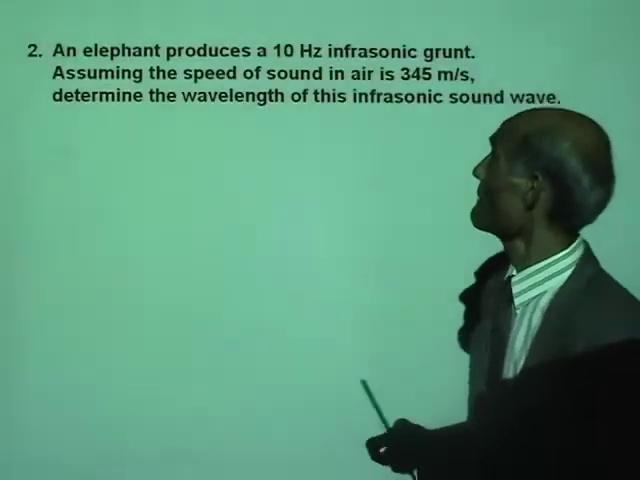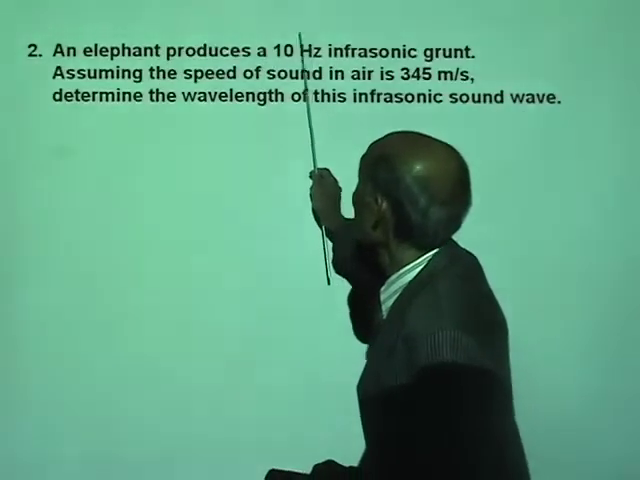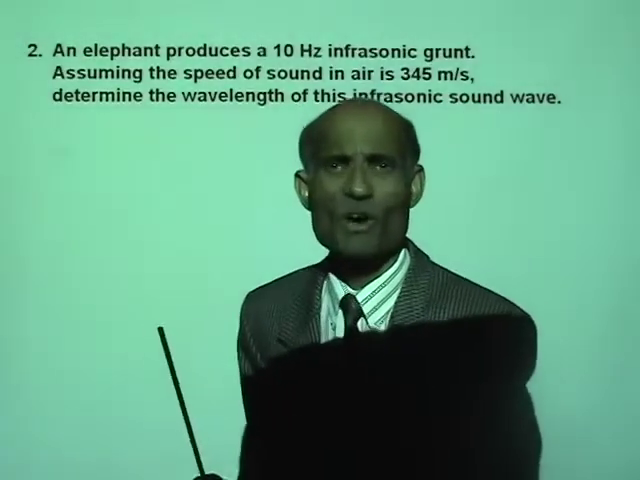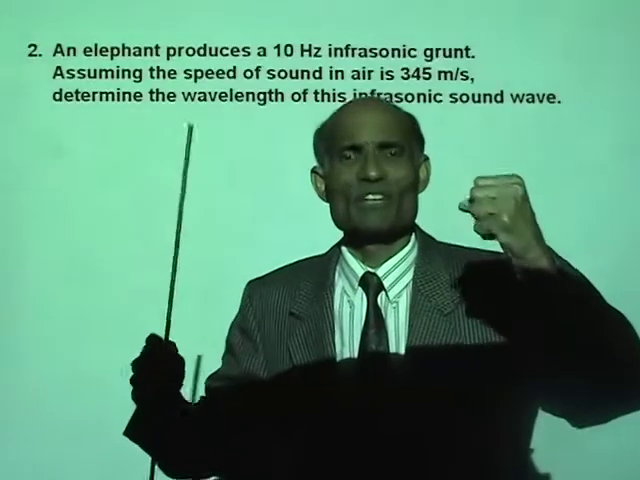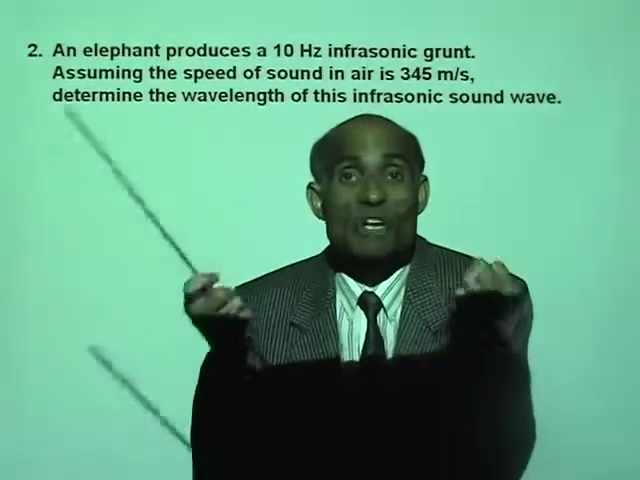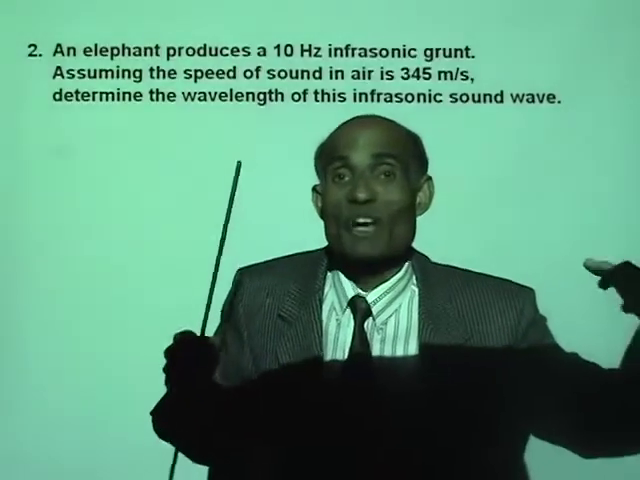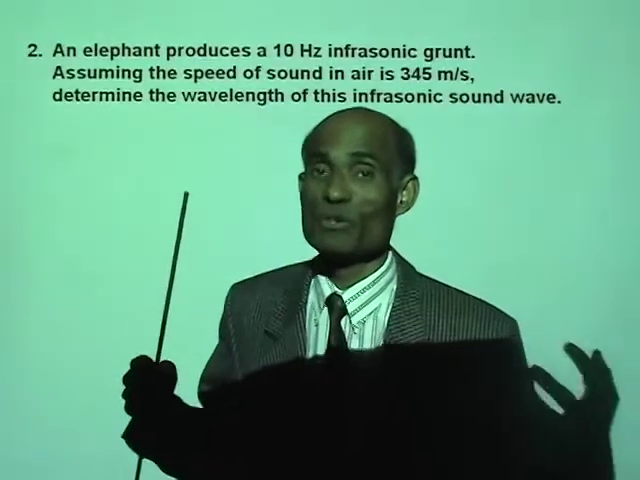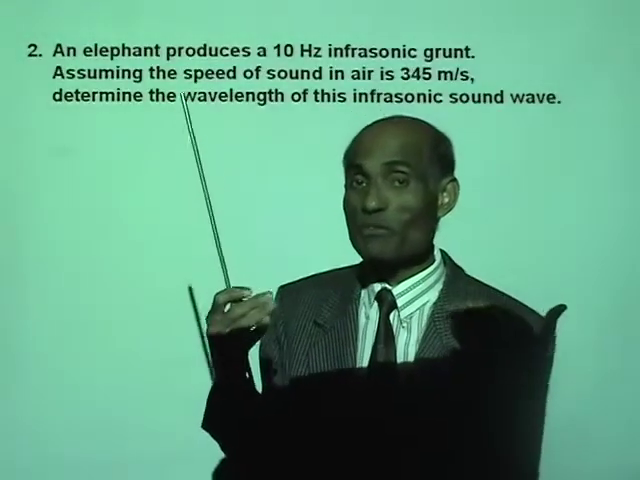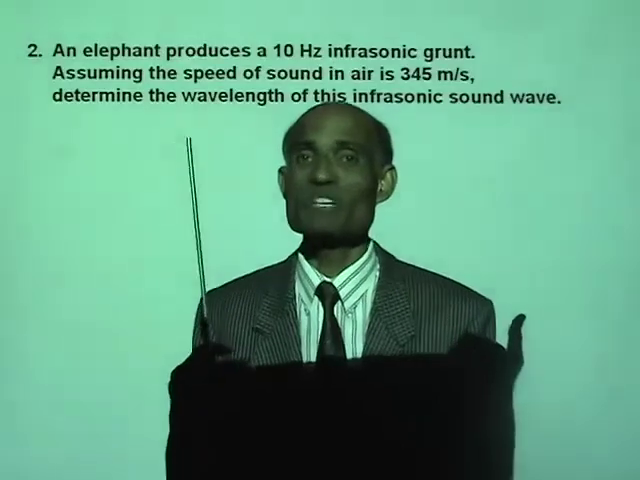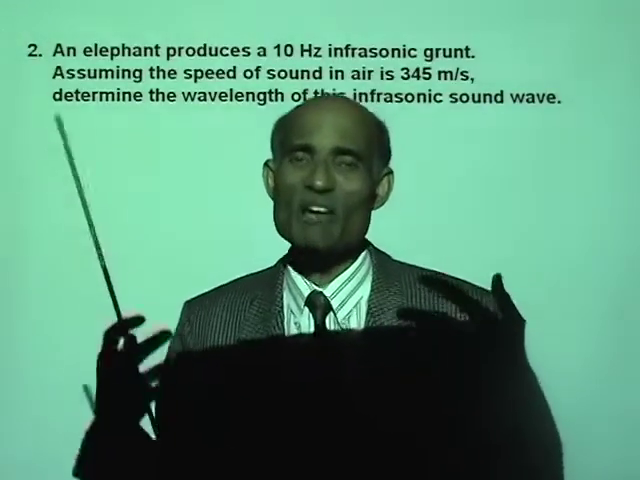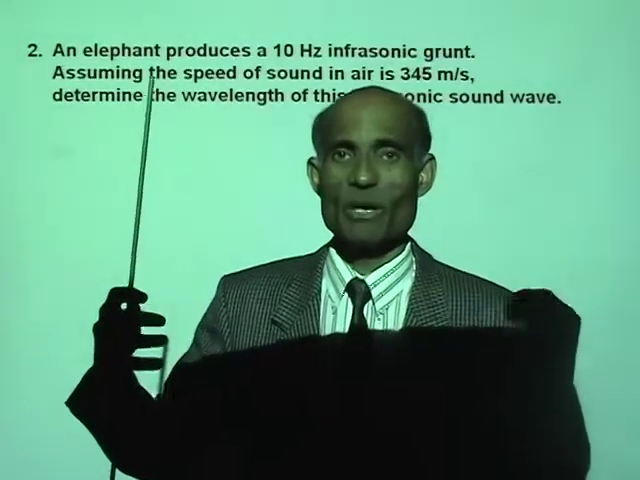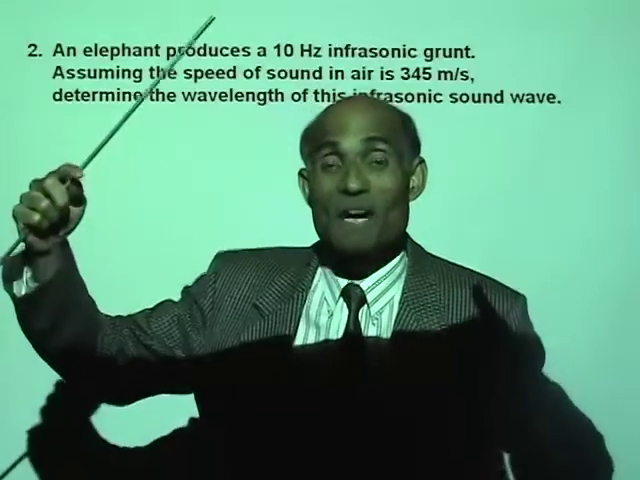Okay, let's do another one. An elephant produces a 10 Hertz infrasonic grunt. What is that infrasonic? You see, sonic is something that you can hear. Infrasonics are frequencies that you cannot hear. Low frequencies. You see, if you make the frequency very low, can you distinguish between high frequency and low frequency? Low frequency. Oh, high frequency.